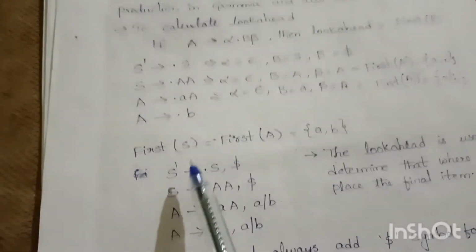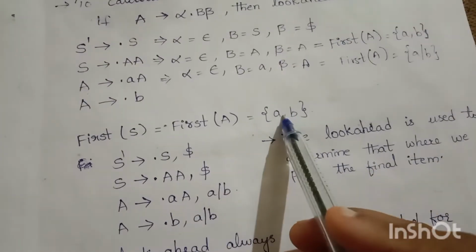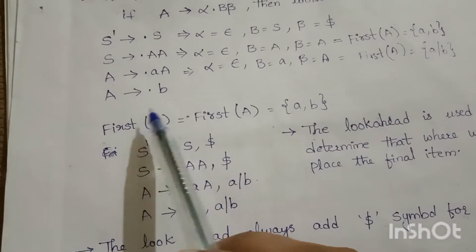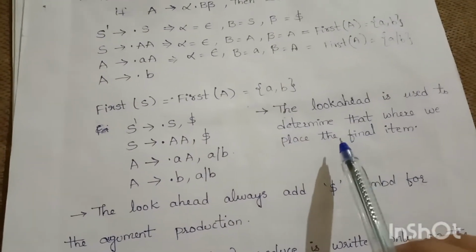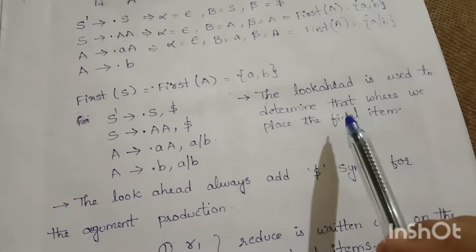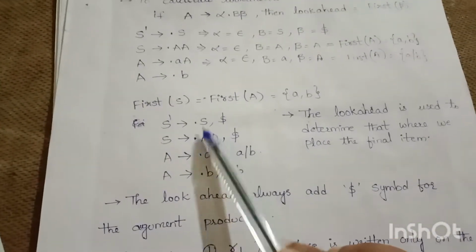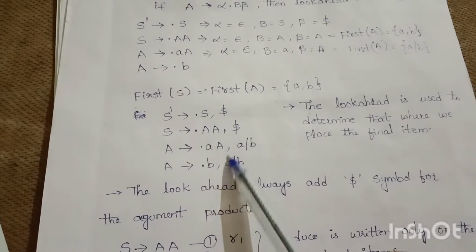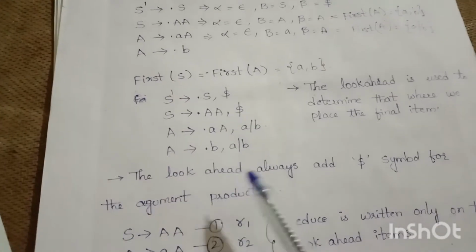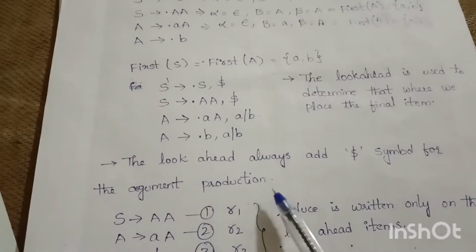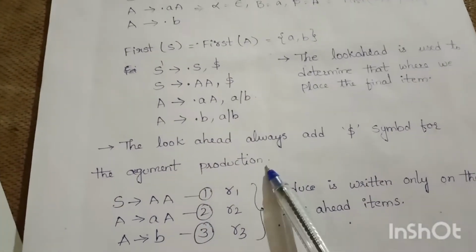Clear? So now, first of S is nothing but first of A, and first of A is equal to a, b. So for first of S and for first of A, the look ahead symbols are a and b. And why we are using this look ahead symbol is, the look ahead symbols are used to determine where we need to place the final item. Clear? So we have written the canonical collection of LR0 items, and we have written these look ahead symbols. The look ahead symbol always adds dollar symbol for the augment production. For every augment production, the look ahead symbol is dollar.